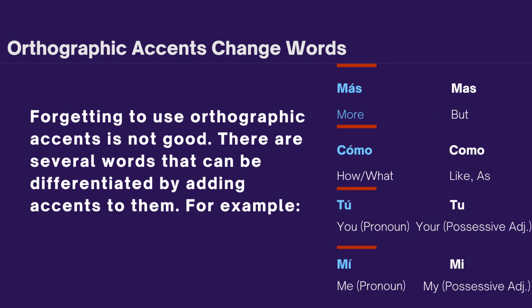Other examples are más with a tilde, more. Mas without the tilde, but. Cómo with the tilde, how or what. Como without the tilde means like or as. Tú with a tilde or accent means you as a pronoun. And tu without the accent means your, a possessive adjective, okay? And the last example we have is mí with a tilde, which means me, a pronoun. And mi without the accent means my, a possessive adjective, okay?